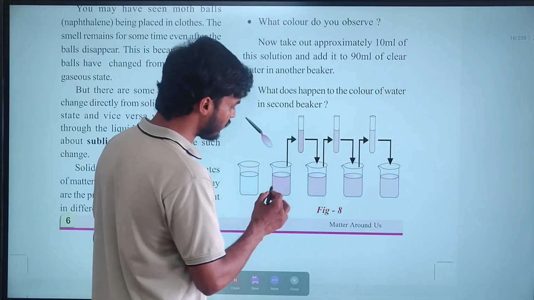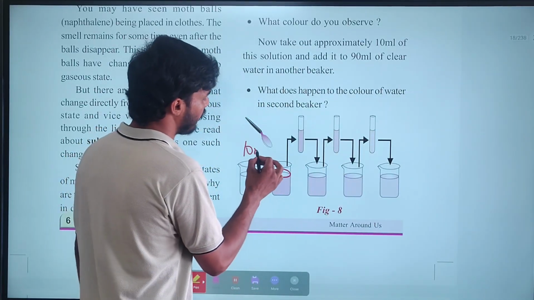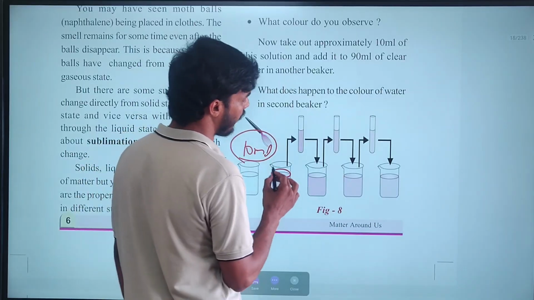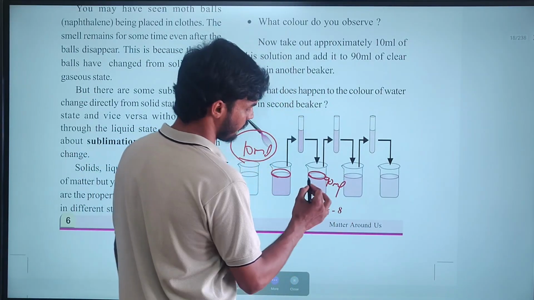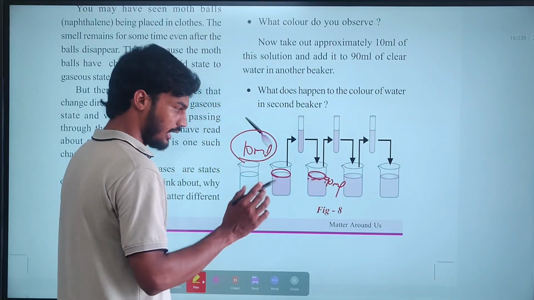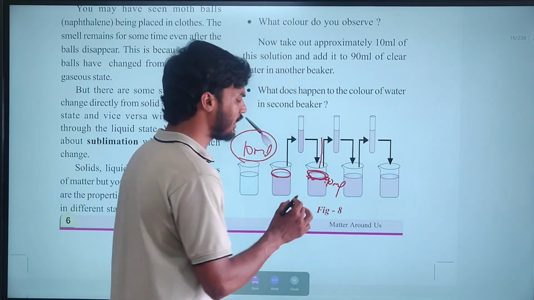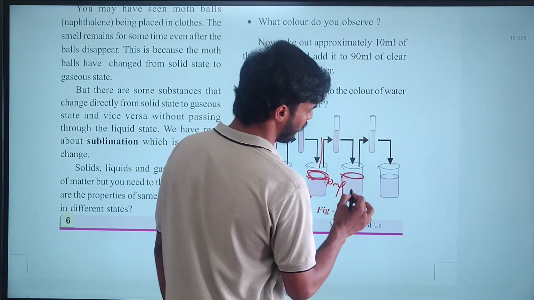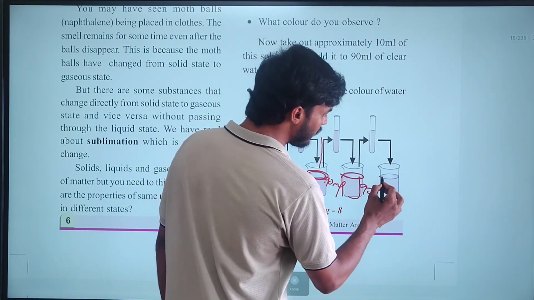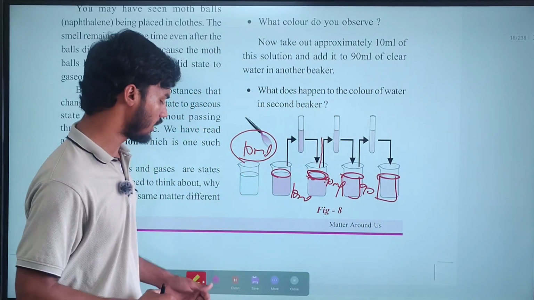Right? After changing from this solution, take 10 ml of solution and add it into another 90 ml of fresh water. Clear? And observe the color. Repeat this experiment from this beaker. Again take 10 ml of solution and add it to 90 ml of fresh water. Repeat this experiment for 4 to 5 beakers and observe the color changes.